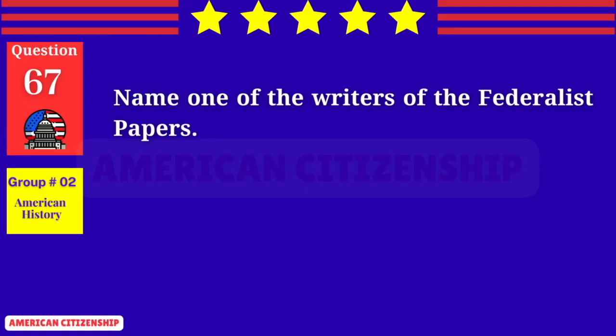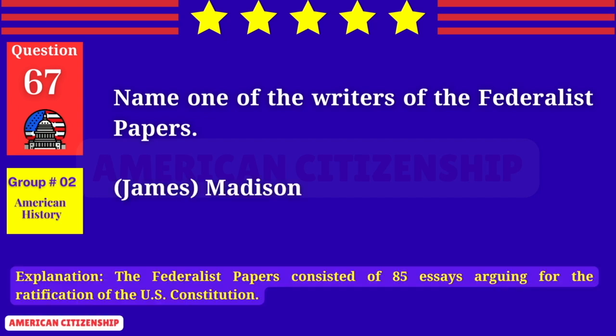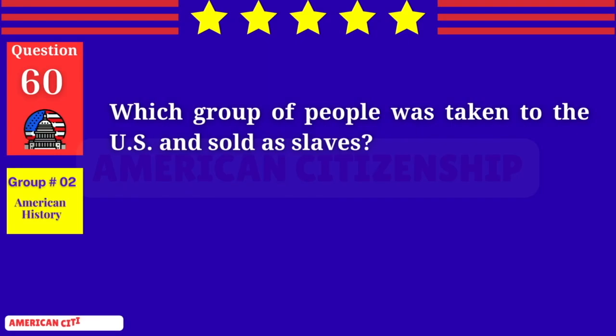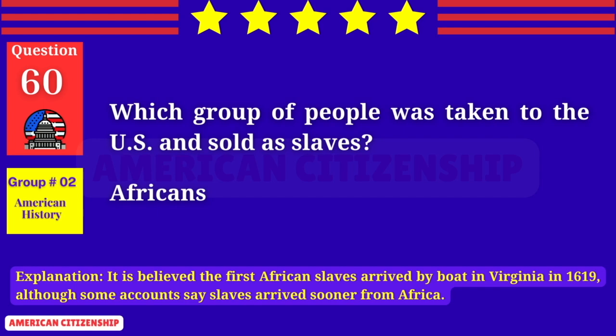Name one of the writers of the Federalist Papers. James Madison. Which group of people was taken to the U.S. and sold as slaves? Africans.